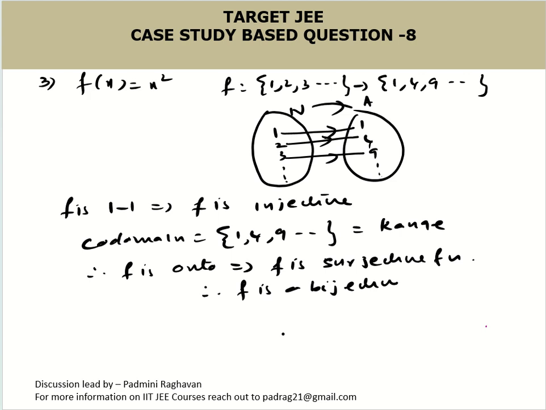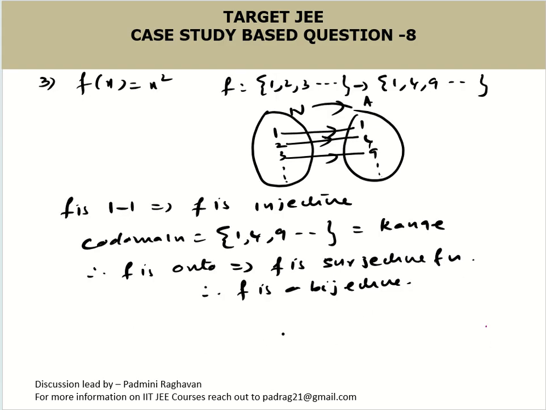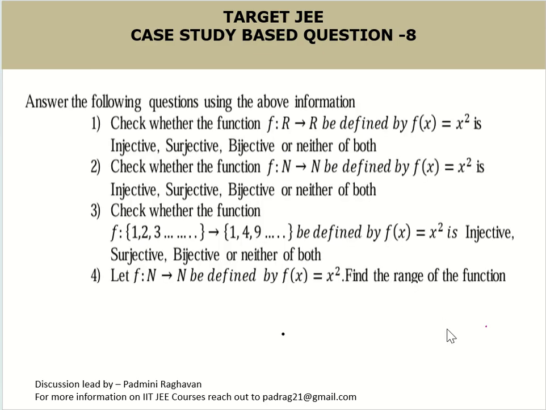So what do we see here? The function can change its behavior depending upon the domain and codomain. In all the three cases, it is the same f of x is equal to x square. But the changes in domain and the codomain, in the first case, make it neither injective nor surjective. Second case, it is injective but not surjective. Third case, it is both injective and surjective and hence bijective.